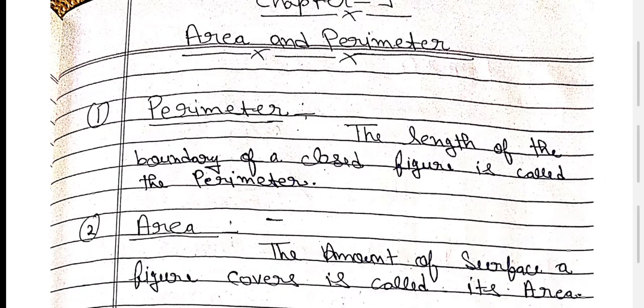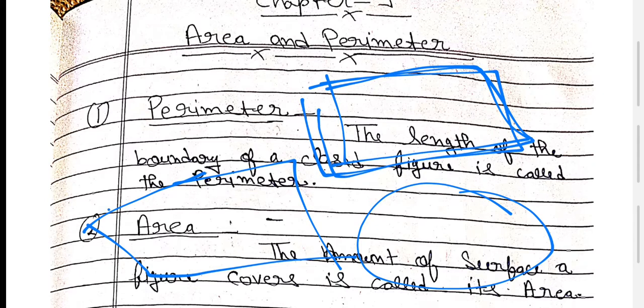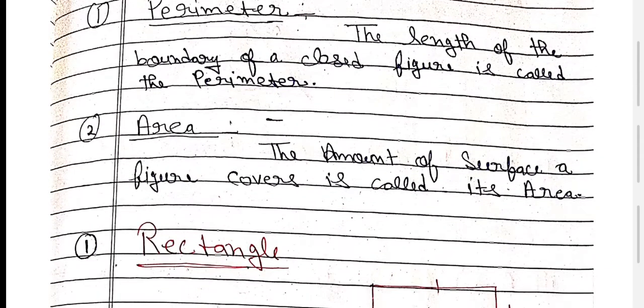Perimeter: the length of the boundary of a closed figure is called the perimeter. Suppose you have some closed figure like that one, or like that one. If you find this total length, or this total length, this is known as what? Perimeter.